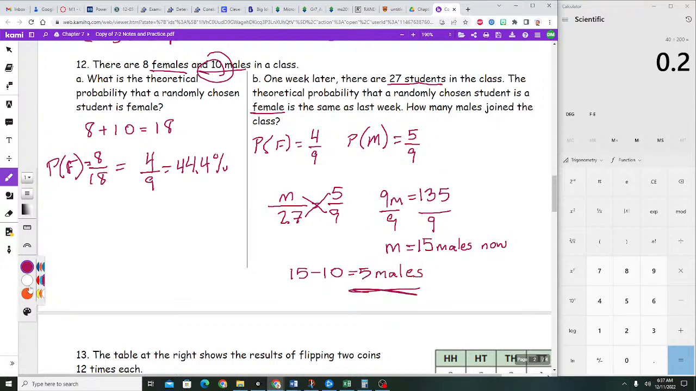For those of you curious, the other way to handle this problem is to go 10 plus m over 27 equals 5/9. This will get you the same answer. You'll just have to cross multiply right at the start there.